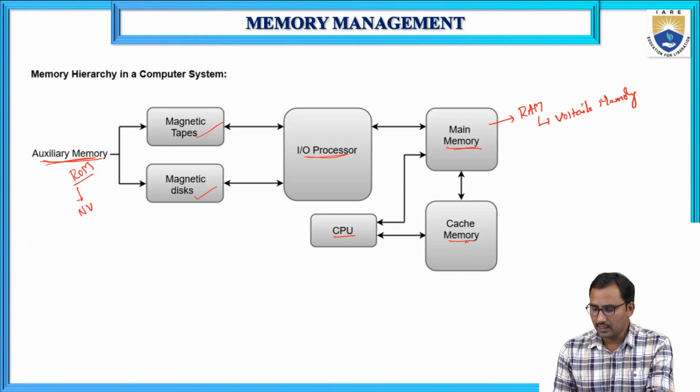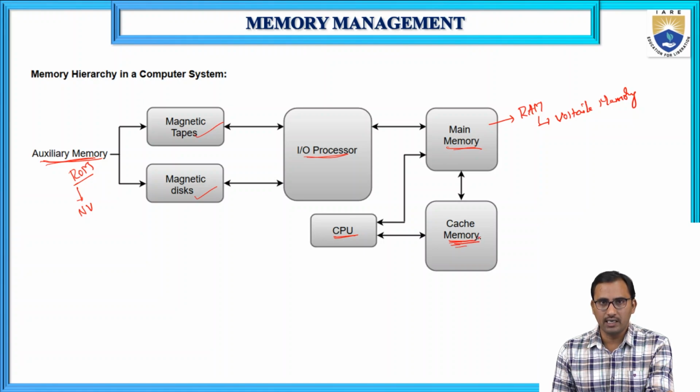That is the main advantage of non-volatile memory. And after that, cache memory. Cache memory is the fastest memory, but it has a very small storage capacity. This cache memory increases the speed of execution of the processor, because if the CPU wants to access any data, it first checks in the cache memory.